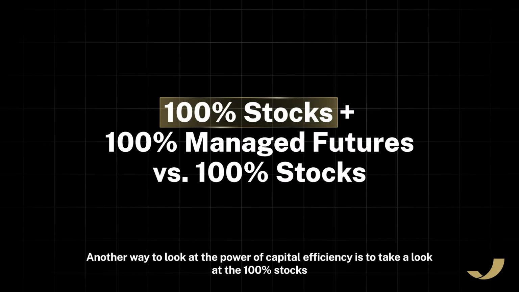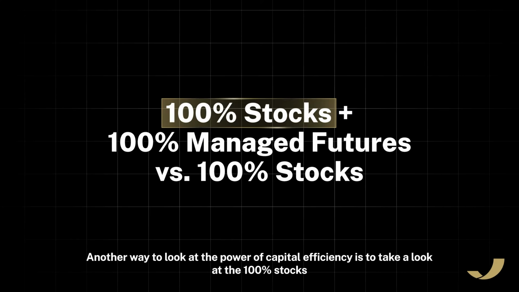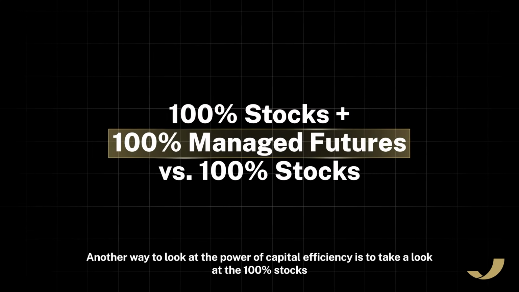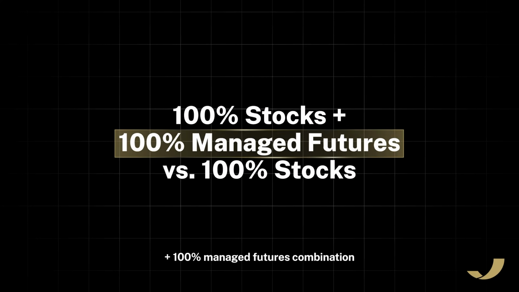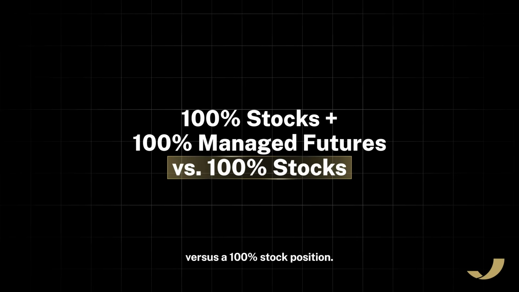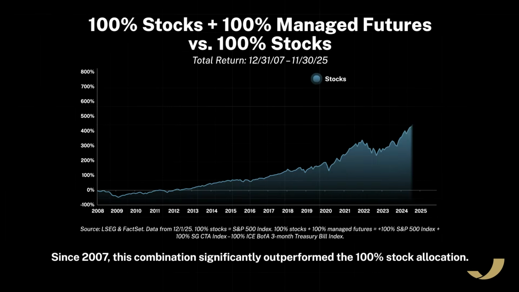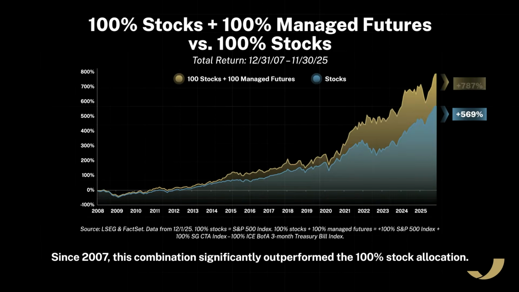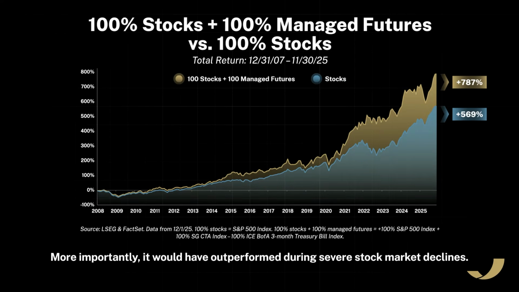Another way to look at the power of capital efficiency is to take a look at the 100% stocks plus 100% managed futures combination versus a 100% stock position. Since 2007, this combination significantly outperformed the 100% stock allocation. More importantly, it would have outperformed during severe stock market declines.